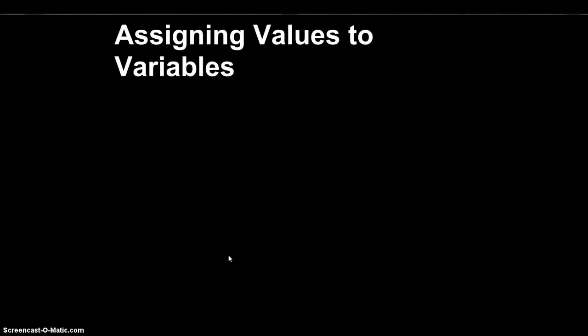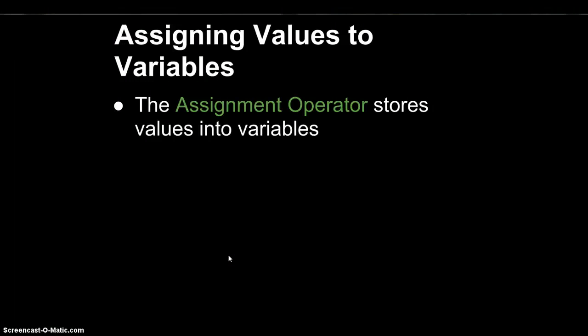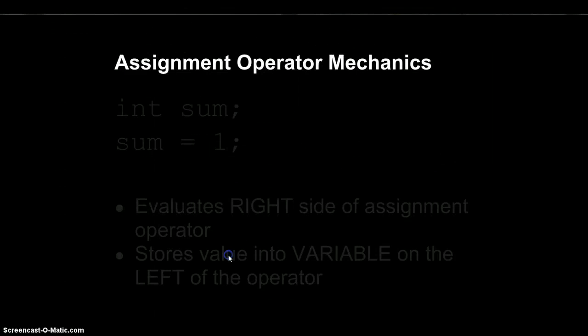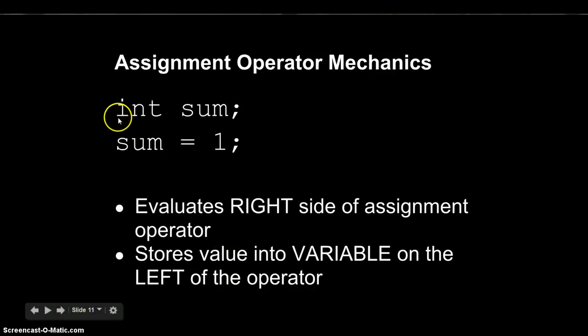Alright, so now how do you store values in variables? Well, you use something called the assignment operator to do that. It looks suspiciously like an equal sign, and we'll talk a little bit later why it's suspicious. But here's how you use it. So what we do is, here this is going to declare a variable named sum. This is going to be of an integer data type.